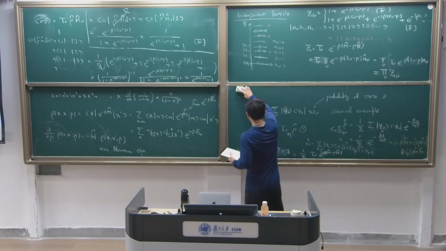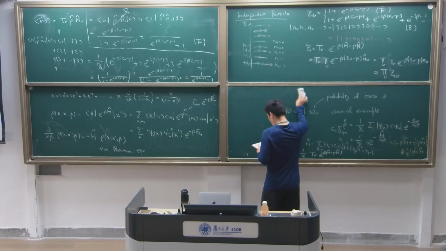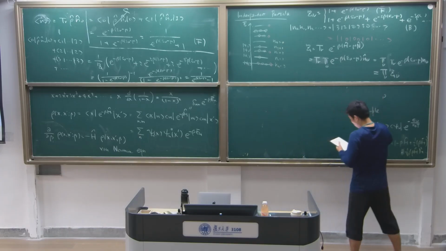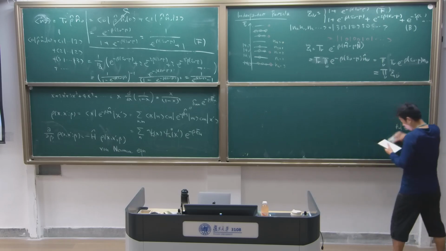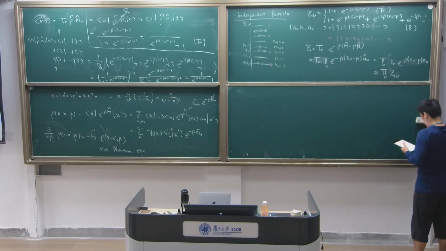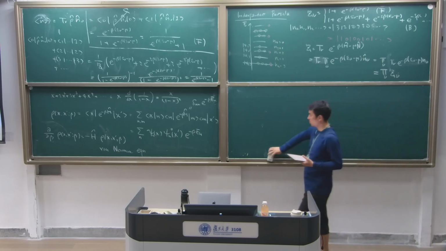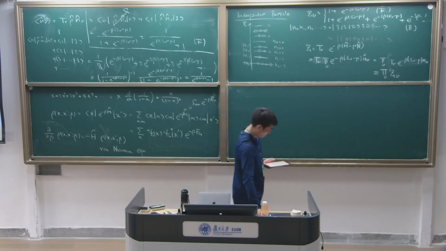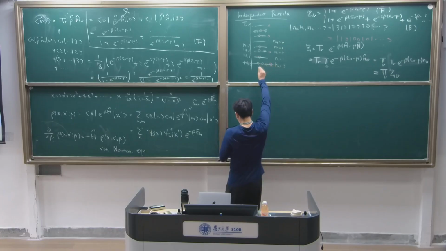So that's the next symmetry. And then we can have the following multiplicative property of the symmetric.